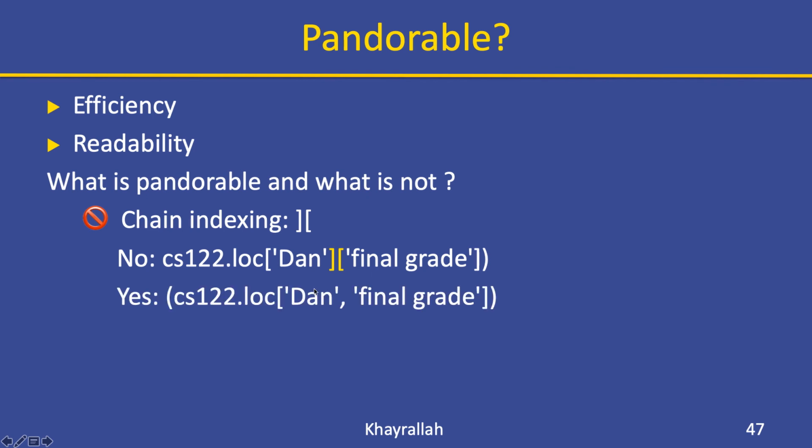Instead of this, we can do this. We put both Dan and final grade within one set of square brackets and separate them with a comma. This has the same result. It's much more efficient and it's Pandorable. So no chain indexing in our code, please. Now method chaining, on the other hand, is good. We'll see a lot of it in Pandas, and using lambda expressions is also idiomatic in Pandas.